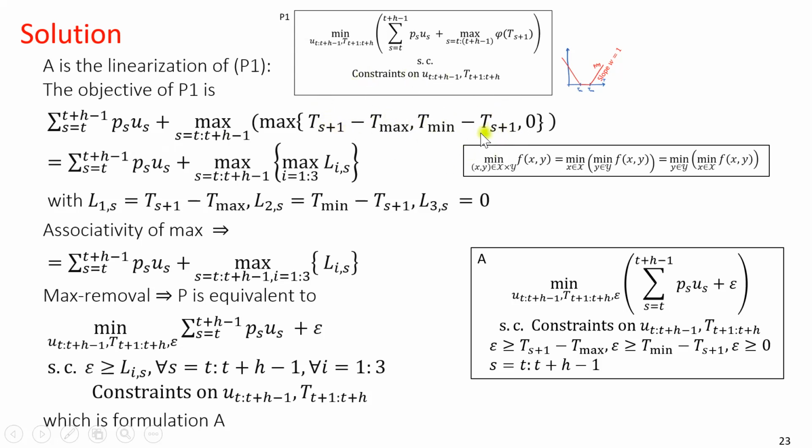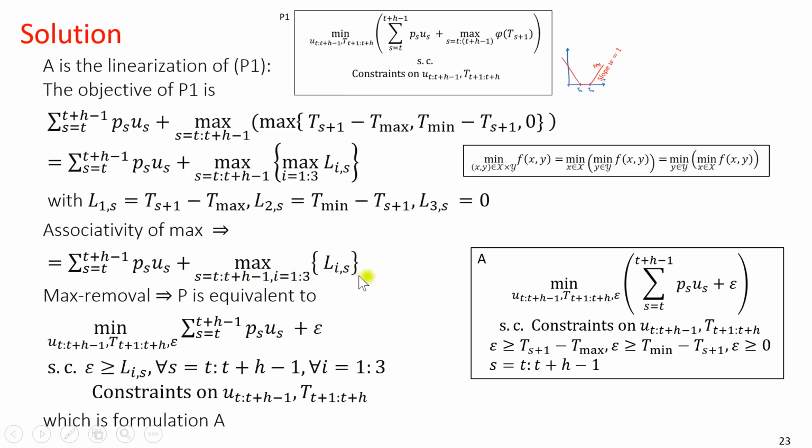So I take all those terms for all possible values of S, and I have simply the overall max of that. So I have an optimization function of the form: some term here that I will keep unchanged, plus a max. It's a big max, a max over all S and all I of this expression LIS, which is the expression given here. So I can write it in this form.